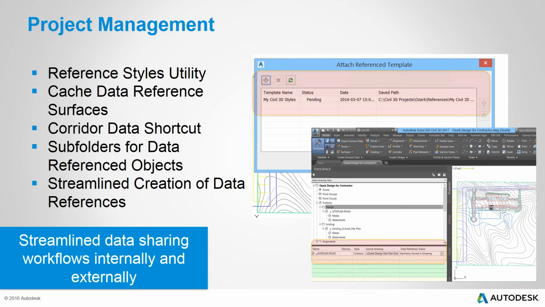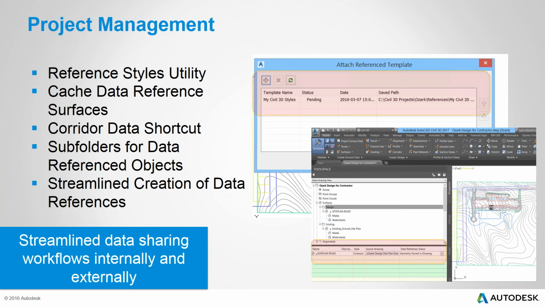The new ability to cache a surface means you can save the geometry of a reference surface in a design drawing that contains a data shortcut reference. This increases the performance of the design drawing and streamlines collaboration with external consultants who use Civil 3D and want access to reference surfaces without the hassle of fixing broken references.